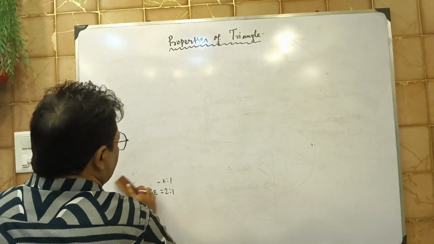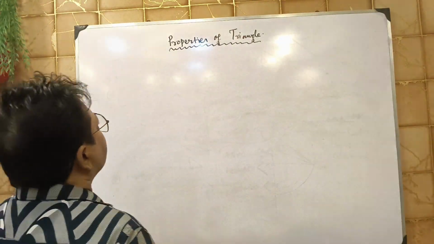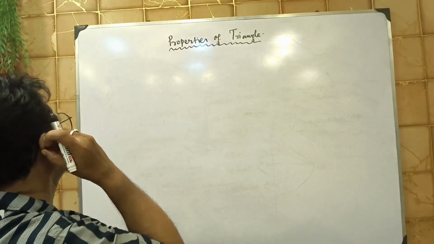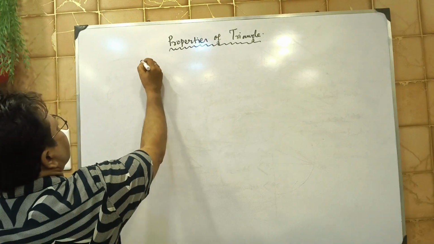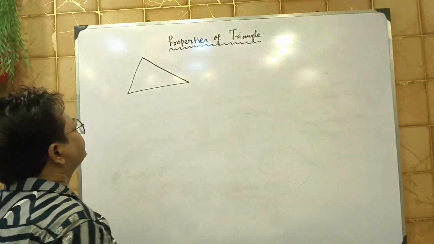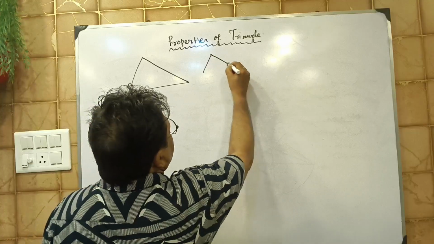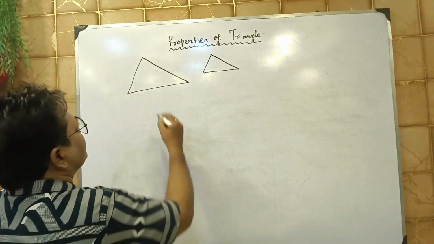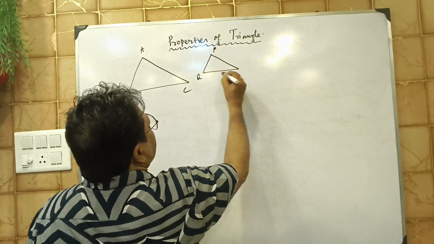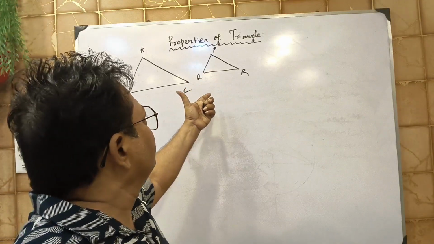Now I will go to properties of triangle. About this, if it is a triangle, then it may be a triangle of the same nature. Suppose it is ABC and it is PQR. These two triangles are similar in shape but not in size.